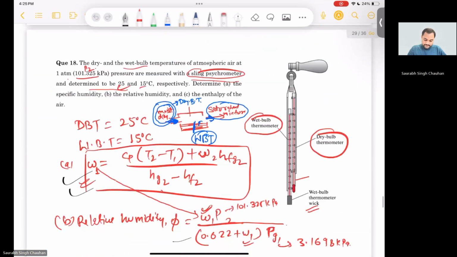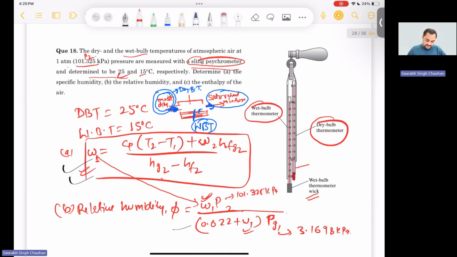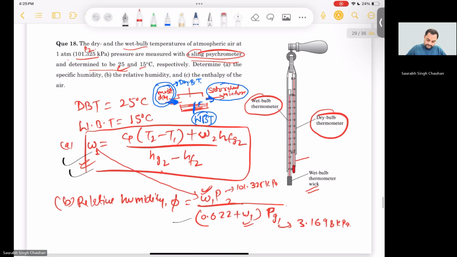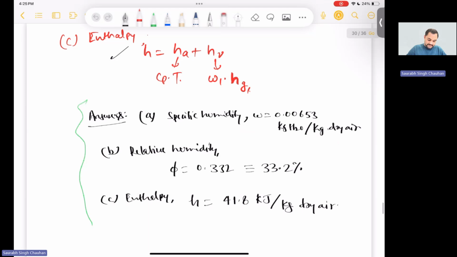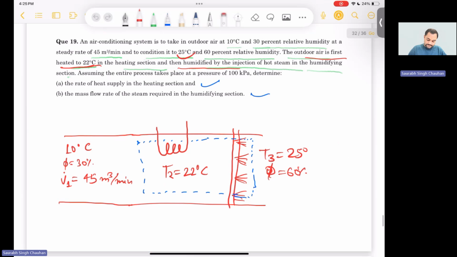Please note this question, or you can take a screenshot and write the answers, so that you can solve by yourself and match the values.